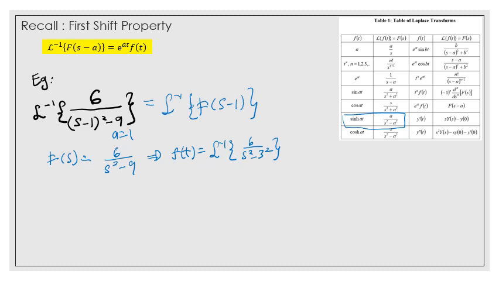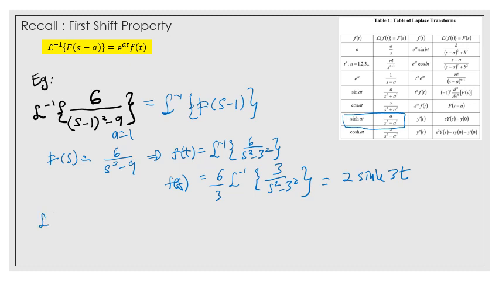Okay, so to get this form, I bring the 6 out first. So we get 6 times inverse Laplace of 1 over s square minus 3 square. Since I want the 3 up here, we put back over 3. So the answer will be 2, times inverse Laplace of 3 over s square minus 3 square, which is equal to sinh 3t. Okay, this is our f(t).